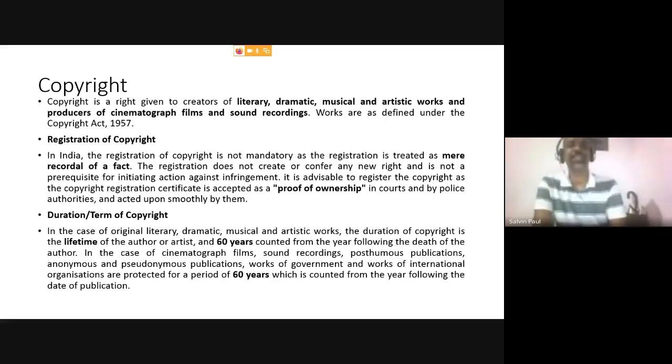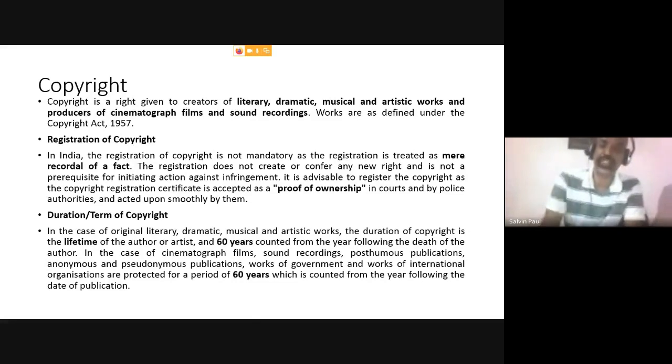The duration of the copyright is the lifetime of the author or the artist, and 60 years after, that is, posthumously 60 years. For example, if I die and I have a copyright, my children or my wife, etc., can use it for 60 years and they can get royalty out of it. And in the case of cinematograph films, sound recordings, etc., you get 60 years of protection from the date of publication.